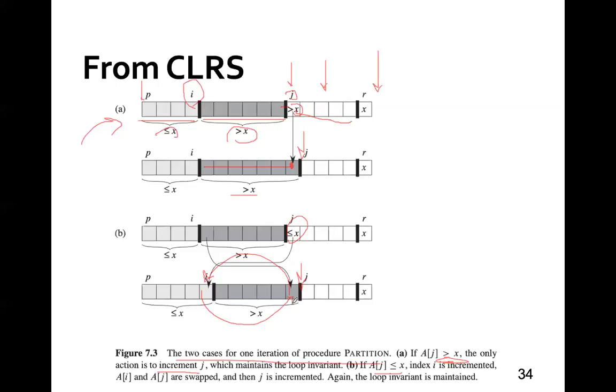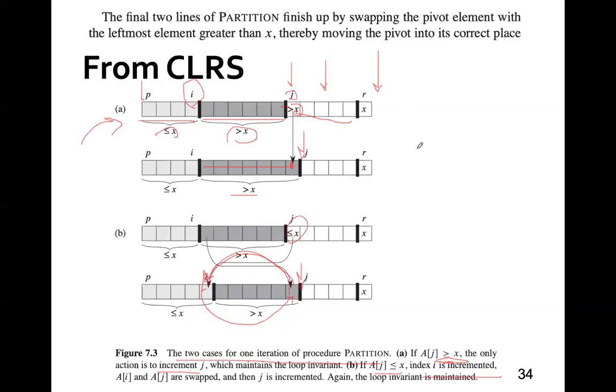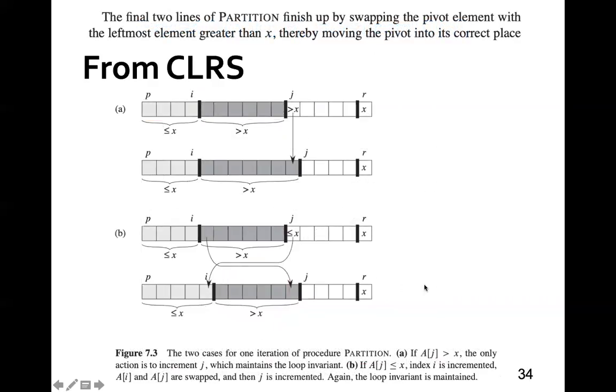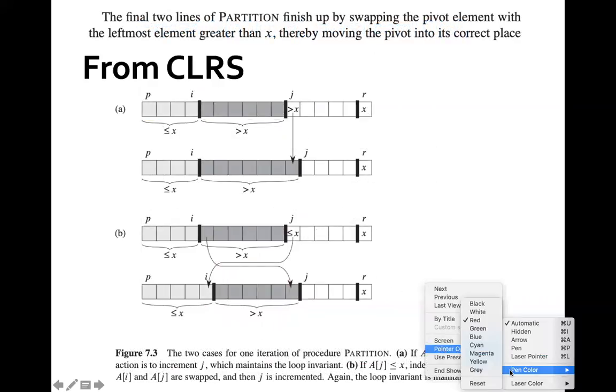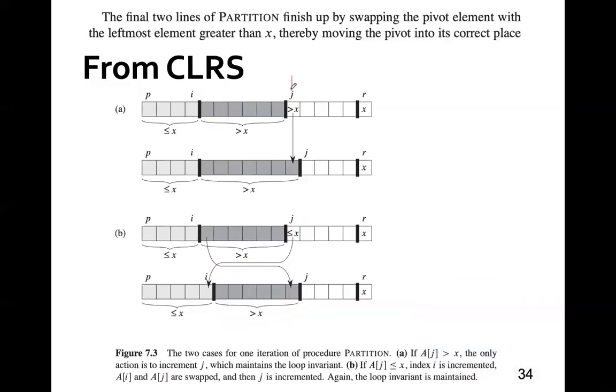But in that case, you need to increment I because this thing you moved here. Let me see how to mention this. So basically, I think I presented wrong. Basically now the J is the next element we check.